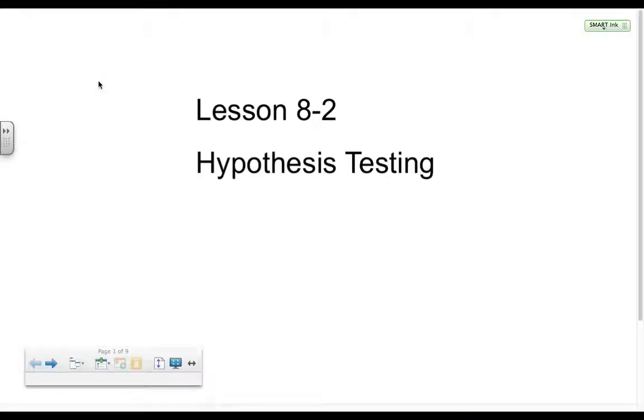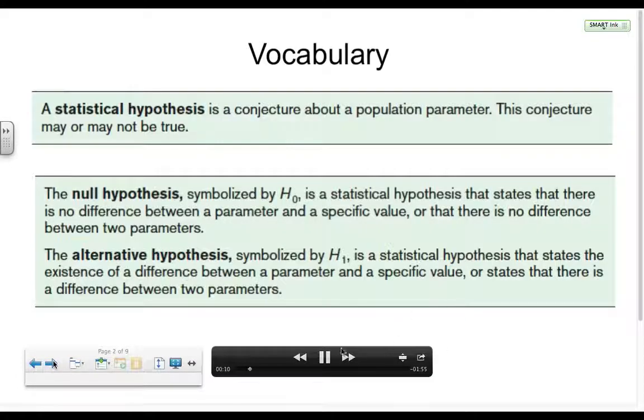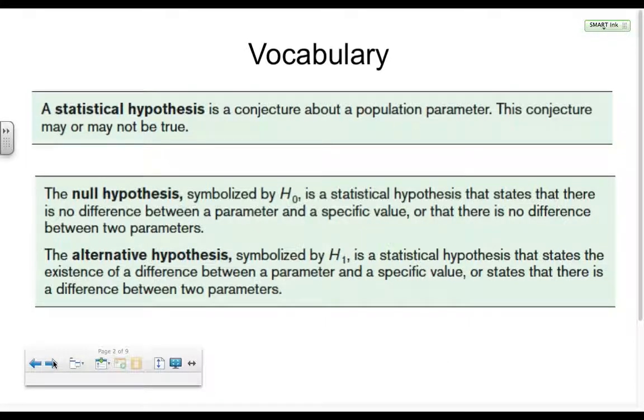Okay, last unit we were talking about confidence intervals, and this unit we're going to talk about hypothesis testing, which means we're actually going to run experiments and talk about whether we can prove that something is statistically different from something else.